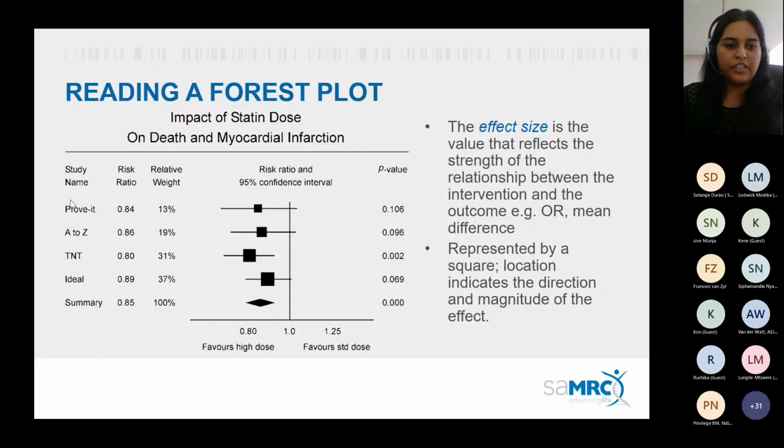For example, you have the Prove It study, which found a risk ratio of 0.84, and the TNT study, which found a risk ratio of 0.8. You can see this corresponds with the scale on the bottom. And of the 4 studies, we can see that they all favored a high statin dose.